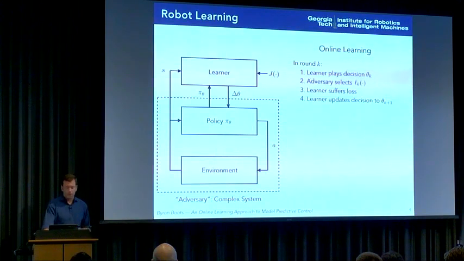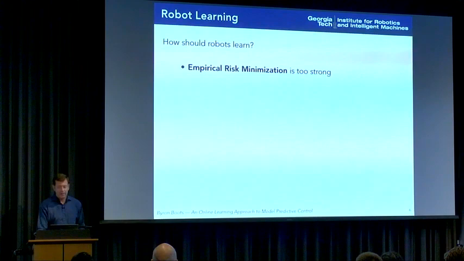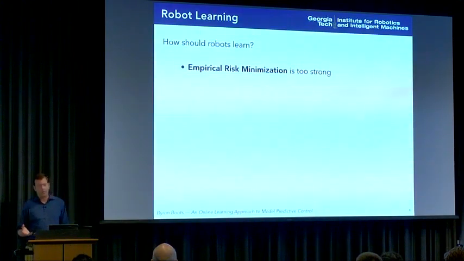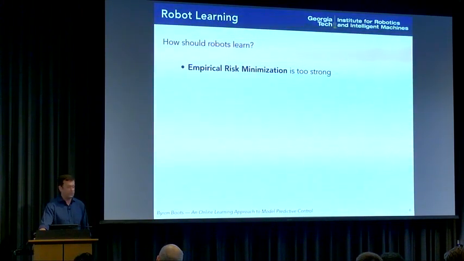Okay, so why does this framework make sense for robotics problems? So I want to step back and think carefully about how robots should learn. So empirical risk minimization is in some ways the dominant paradigm for thinking about machine learning problems. It's often used to guide how we think about very basic machine learning problems like classification and regression. But my claim is that it doesn't really make any sense whatsoever for robotics problems.